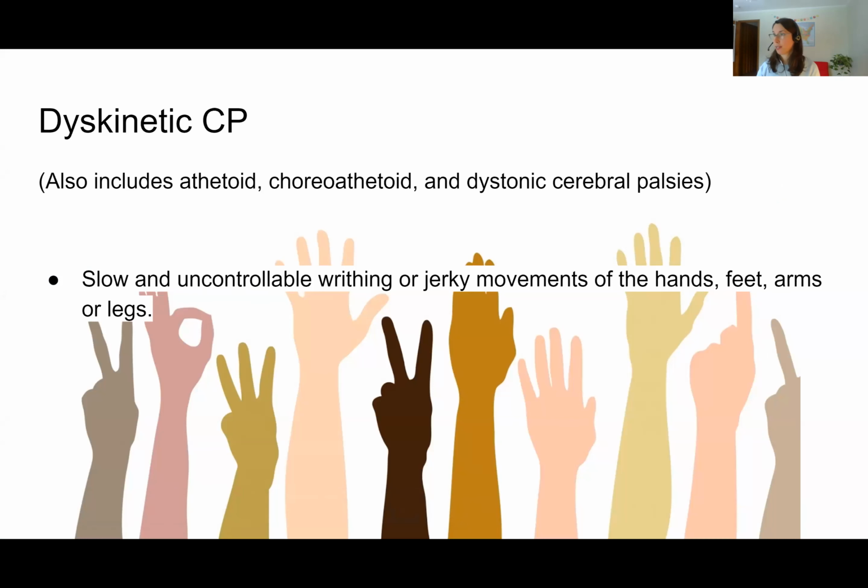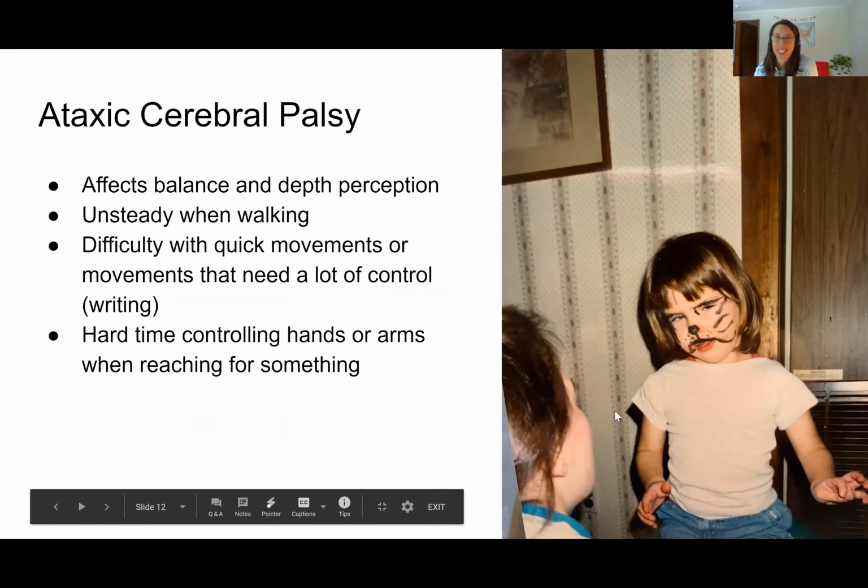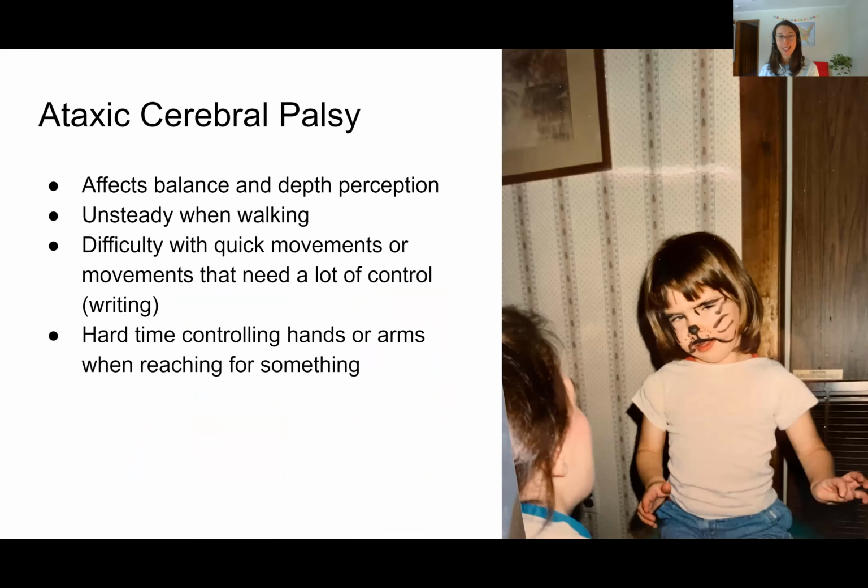And this I regret to say that I did the least amount of research on. So if I were to dive deeper into this, I would like to learn more about dyskinetic cerebral palsy. But this is the one that would manifest with slow and uncontrollable writhing or jerking movements of the hands, feet, arms, or legs. And then because I'm giving this presentation, we're going to focus more on ataxic. So this affects balance and depth perception, a person might be a little unsteady when walking, have difficulty with quick movements or movements that need a lot of control, like writing, have a hard time controlling hands or arms when reaching for something.